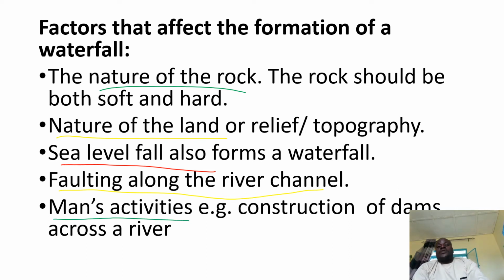Then we have man's activities. Man can construct a dam across the river, and finally this dam will create a waterfall because the dam will stand for a steep cliff where the river water comes and falls on that cliff. These are man-made waterfalls.